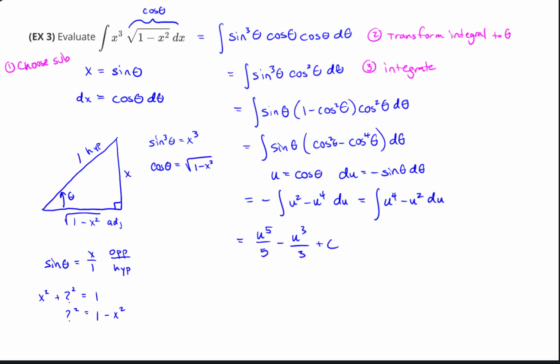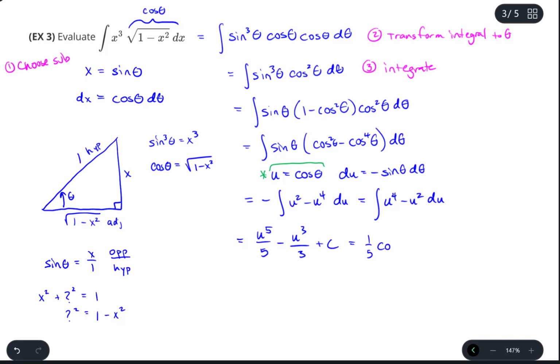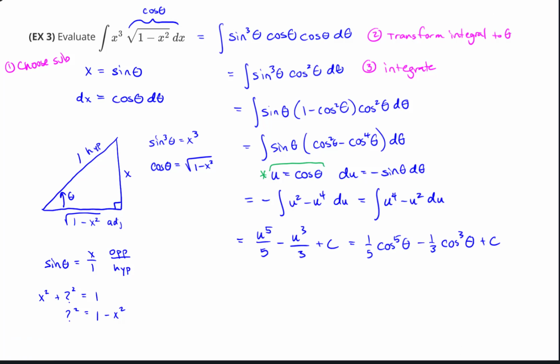All right, so first off, the first thing I did was transform u into cosine theta. So I'm going to take u and go back to that. So this would be, say, 1/5 cosine to the fifth theta minus 1/3 cosine to the third theta plus c. But I'm not finished yet, because then the next thing is cosine theta needs to be transformed back into x. But nicely, I also have this transformation right here, which will bring me back into x.